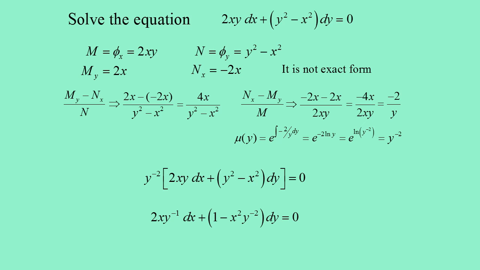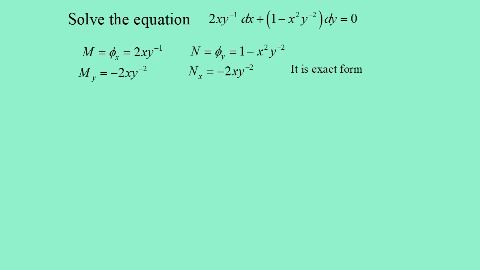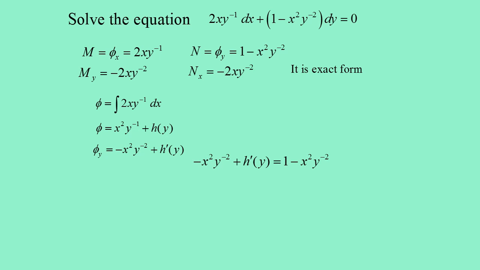Now we solve that. So here is our M and N, and again they do match now because we just made them match. And we'll take the M and integrate with respect to x to find at least part of our potential function. We will set the two partials equal to each other. Partial of y here, partial of y here, set them equal to each other.